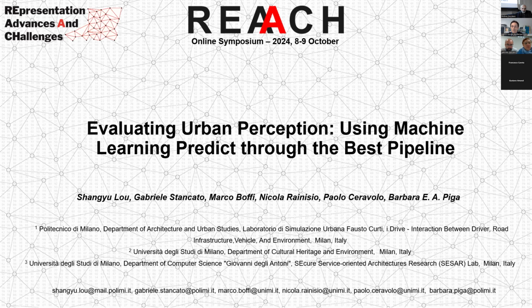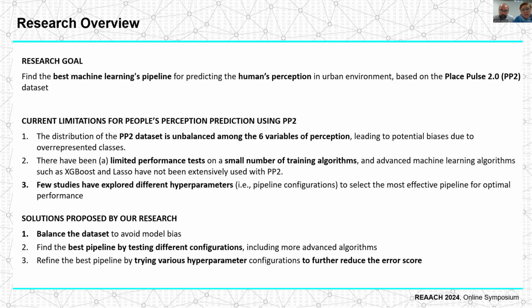But during the research, we noticed that there are some limitations about this data set. The first one is that the data set is unbalanced among the 6 variables of perception that it can assess. Specifically, there are some classes that are over represented, and this can create biases in the results. Second, in the literature, there are limited performance tests on a small number of training algorithms.